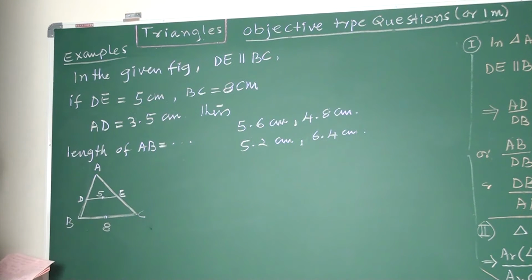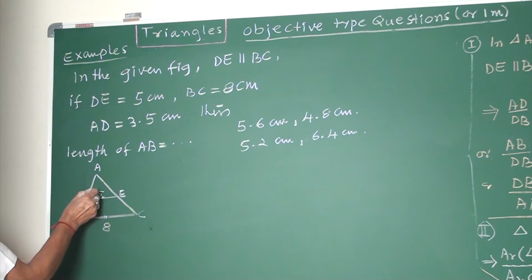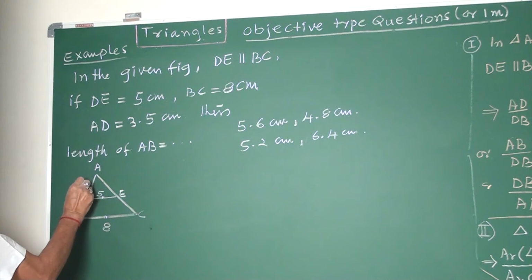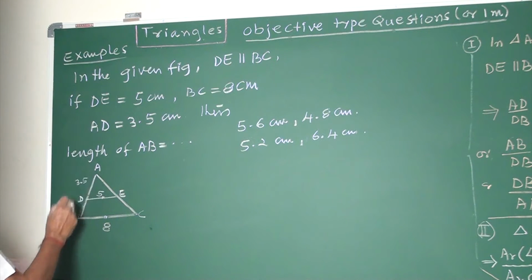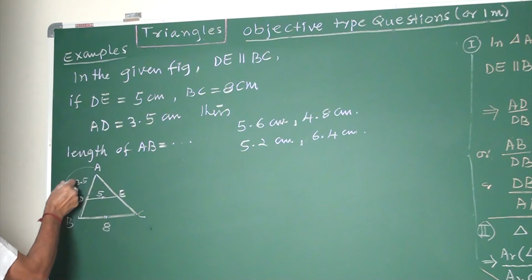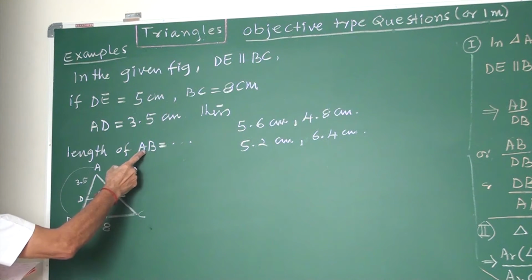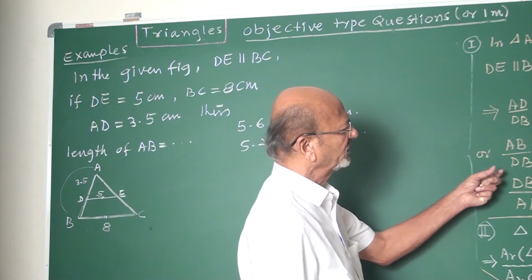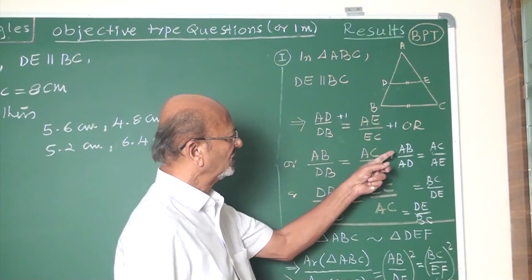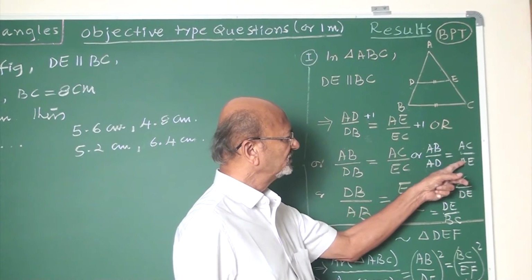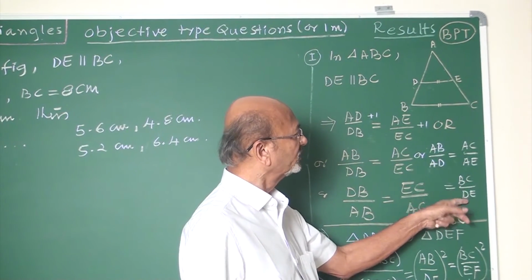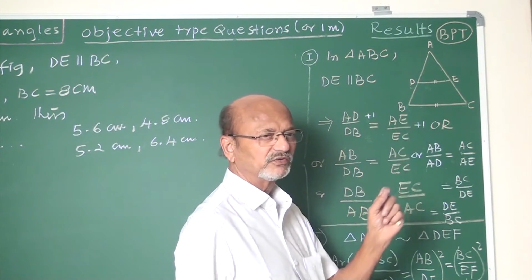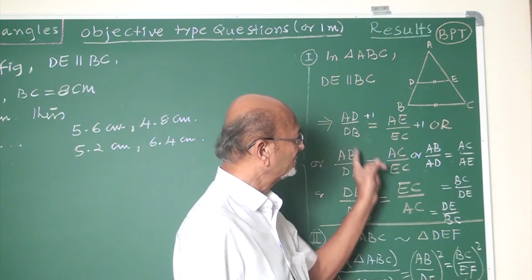And again, one more is given, my friend. AD is given, this is 3.5. What you wanted? You wanted this AB, my friend. AB wanted. See, I explained everything. See here: AB upon AD equal to AC upon AE equal to BC upon DE. These results are very important, my friends. You must try to understand these results.